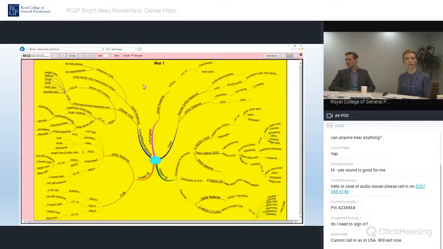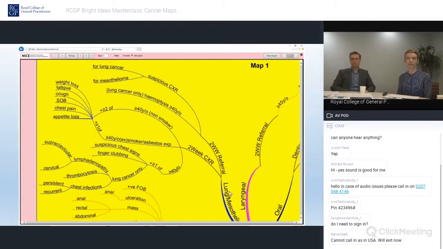Essentially, we have advice divided in an organ-specific manner. This map summarizes laryngeal, oral, upper GI, lower GI, and lung cancers. The advice suggested by NICE to the health professional is on the purple branches just after the organs. Also, the full NICE guidance can be accessed by clicking this button. If we take lung cancer as an example, when would we order an urgent chest X-ray?